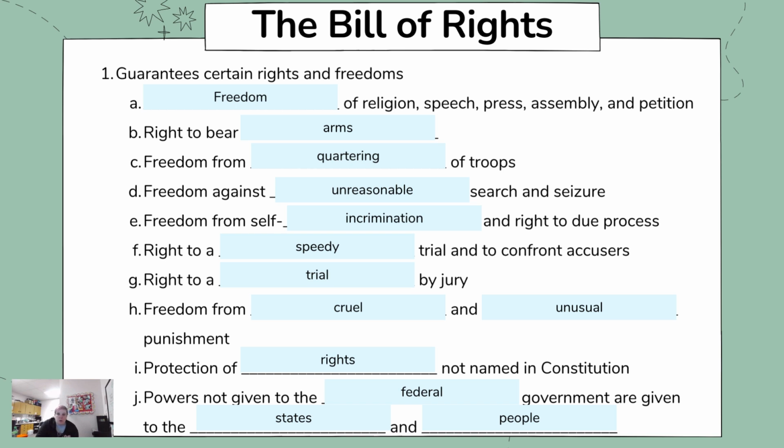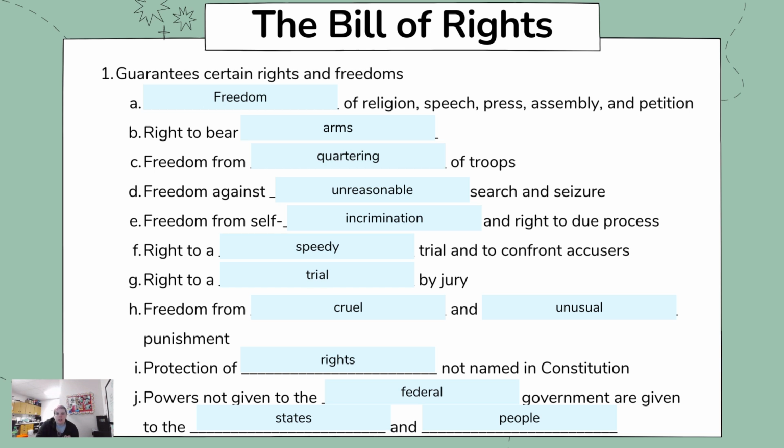Press, they cannot control what people write in newspapers or say on the news, whether it is true or opinion based. Assembly, which means people gathering together. They can't stop people gathering. However, they can say you have to have a permit to protest in some situations.